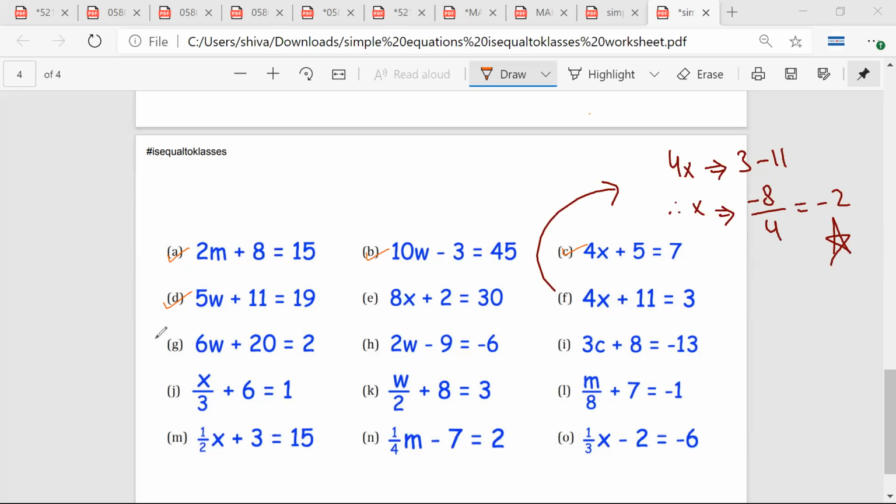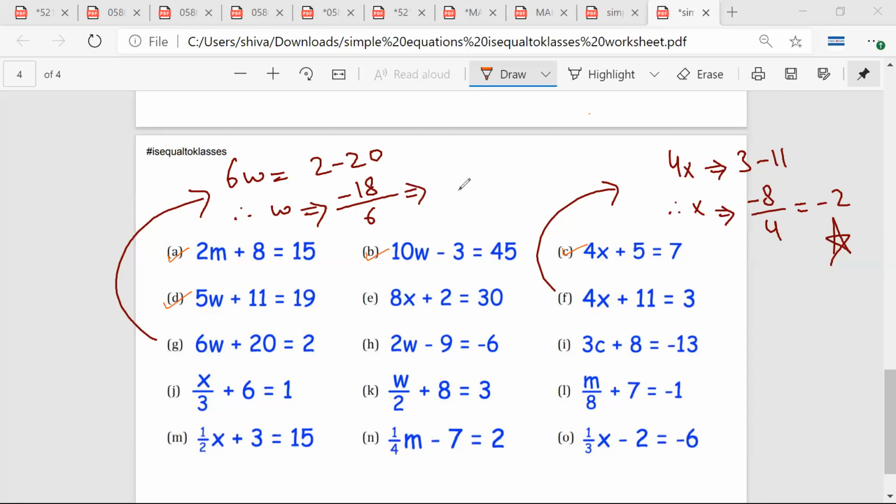No, sir. Mr. Satya, G part. 6W equals 2 minus 20. Therefore, W is equal to 18 upon. Therefore, the final answer would be. One second, I'm doing that. Mr. Sarthak, what will be the final answer? 6 upon 2. Huh?